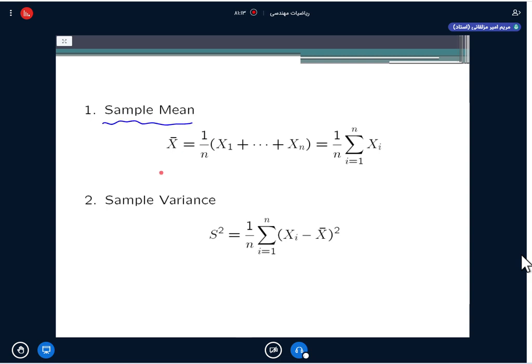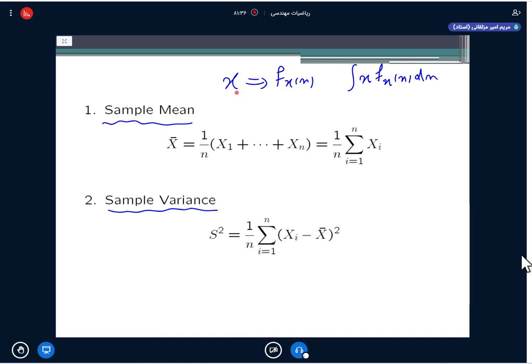In this slide, we want to talk about sample mean and sample variance. What's the meaning of sample mean? If we have a random variable x and we have the PDF of the random variable, such as f_X(x), then we can compute the mean exactly from this integral.